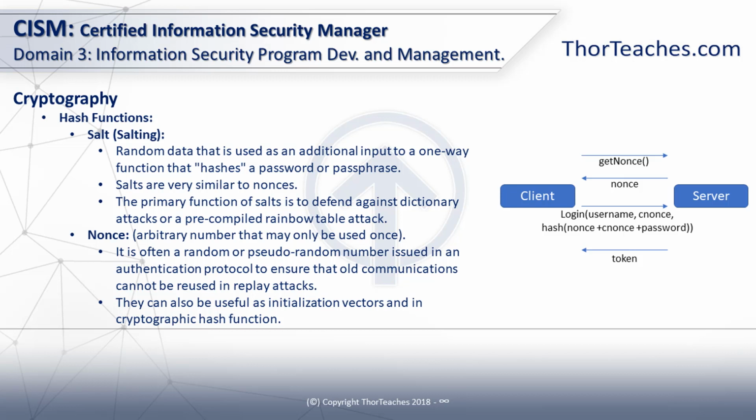Salting is random data added as an additional input to the one-way function. So not only do I have my password of "Thor is awesome," but even if the salt is just ABC, the hash would now be of "Thor is awesome ABC." The attacker would try that and get a wrong password. Obviously, the salting is much more complex, but you get the idea.